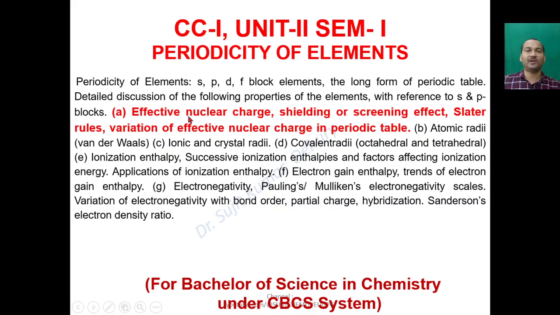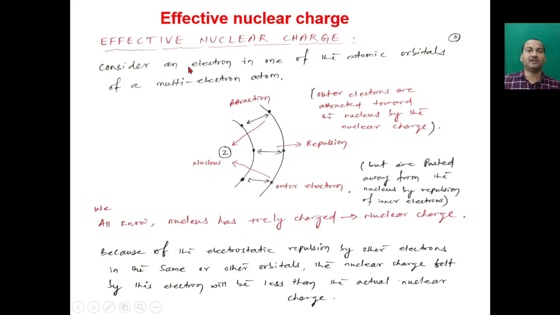So today we are going to talk about effective nuclear charge and Slater rule. So consider an electron in one of the atomic orbitals of a multi-electron atom. So here Z is the nucleus and the electrons are in different orbits. So these are the electrons. So the outer electrons are attracted towards the nucleus by nuclear charge. So the electrons will be attracted towards the nucleus. Similarly, the electron will have a repulsion, but are pushed away from nucleus by repulsion of inner electrons. So we all know the nucleus is positively charged. So hence nuclear charge.